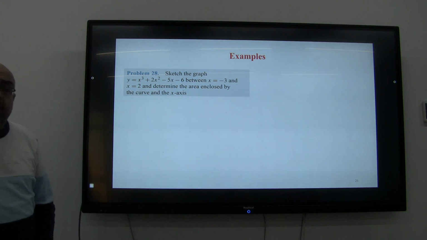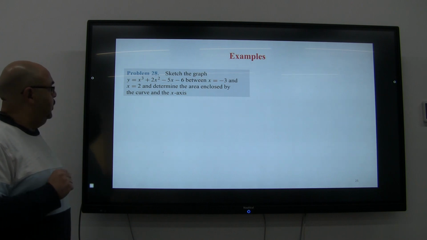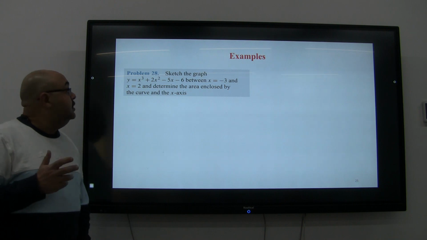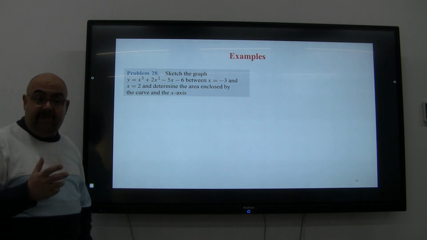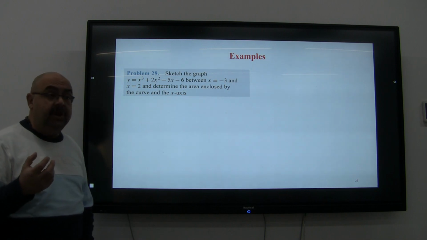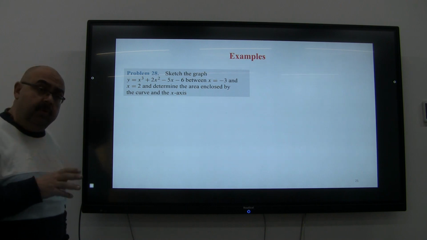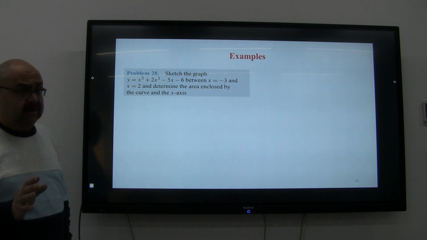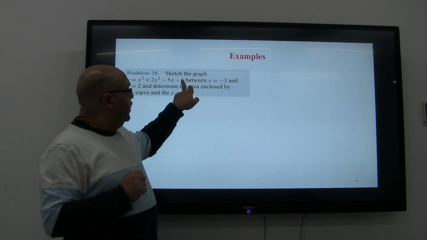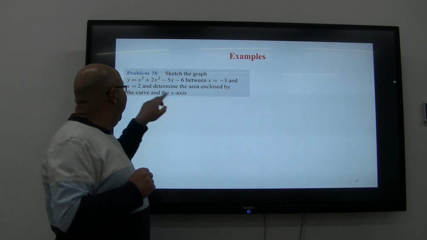Here he's giving you a cubic equation, sketching the graph of y equal x cubed plus 2x squared minus 5x minus 6. Because we didn't go through how to graph specific cubic functions, in order to sketch a cubic function, you will have to get the roots of this function. Going through finding roots is not going to be an easy job to do. So he's helping you here, and he's asking you to sketch the area between x equal -3 and x equal 2.